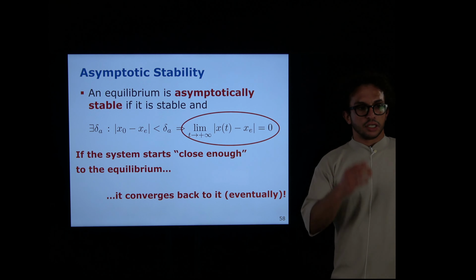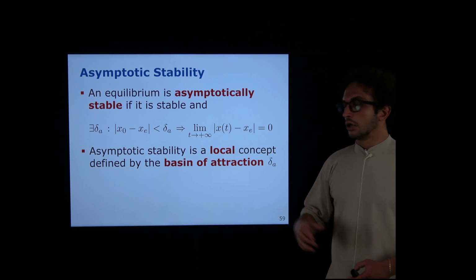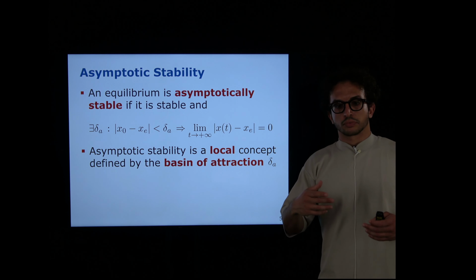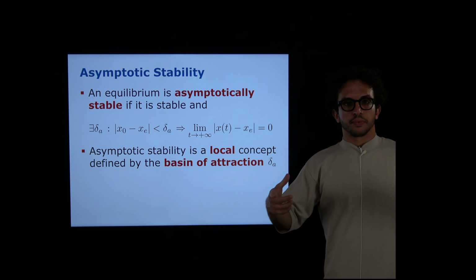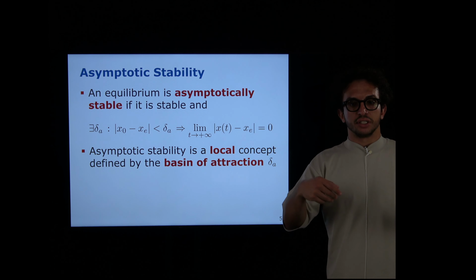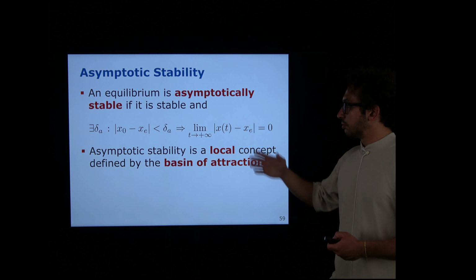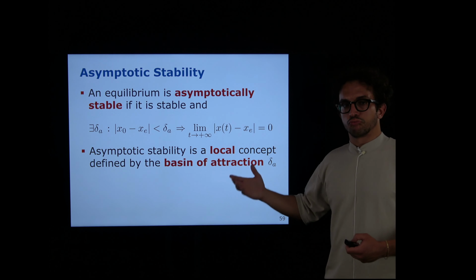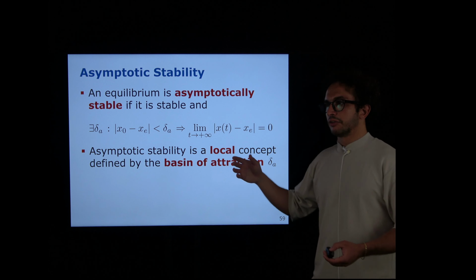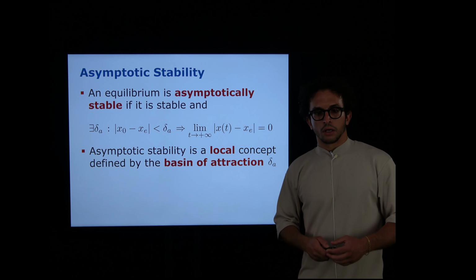So asymptotic stability is a very important concept in control theory, and it's a local concept in general, defined by the basin of attraction, so some area in which this condition holds. But this is the definition. It's quite an important concept, so keep it in mind because it's basically the foundation of many of the things that we will see in the course.